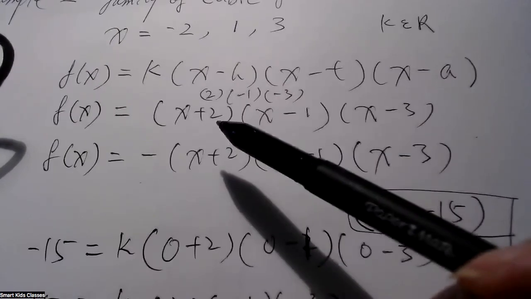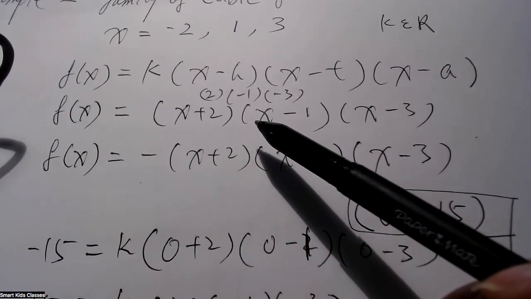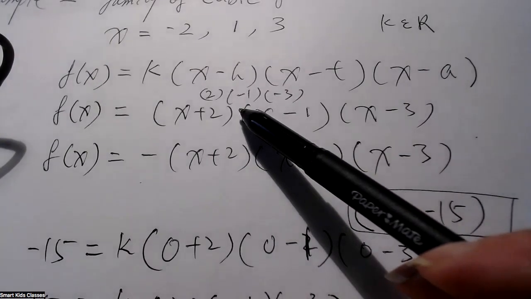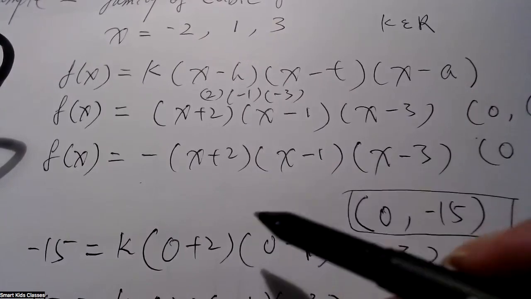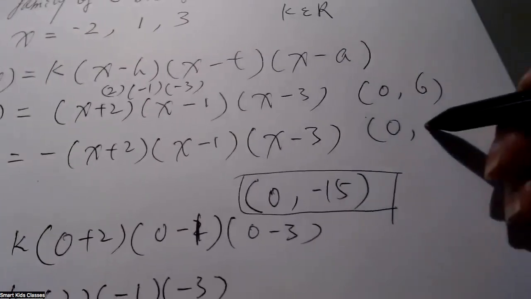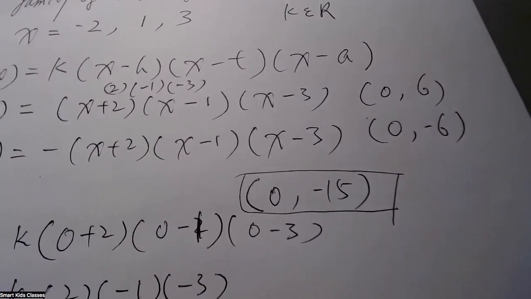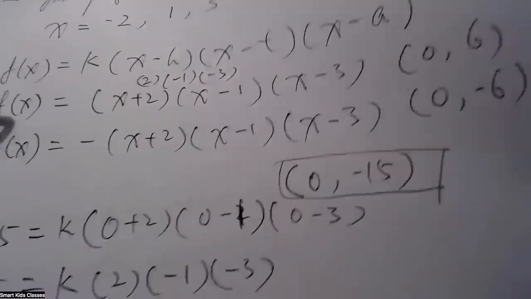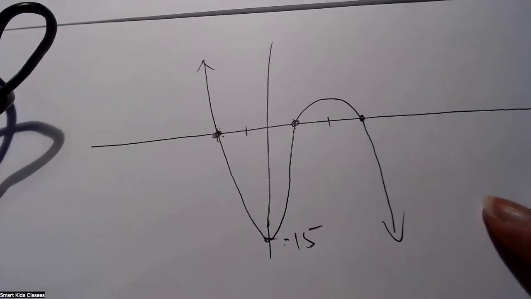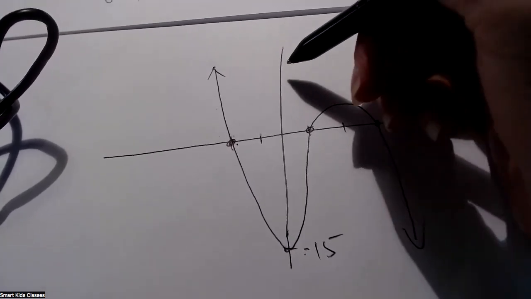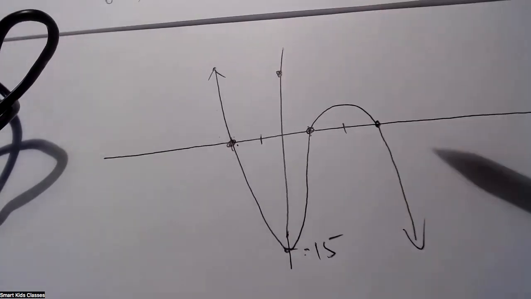For the positive cubic, we're going to find the y-intercept when x equals 0, which is a positive 6. So 0 and 6. The negative function is 0 and -6. We're going to plot these two equations, one positive, one negative, on the same axis. The point 0 and 6 is here, so we're going to put 6.